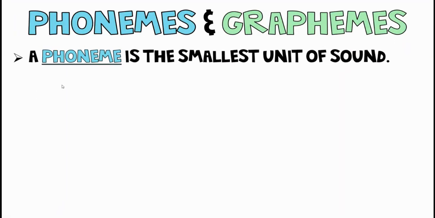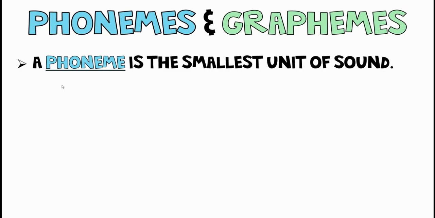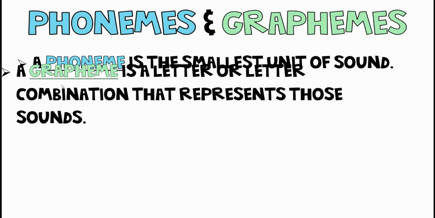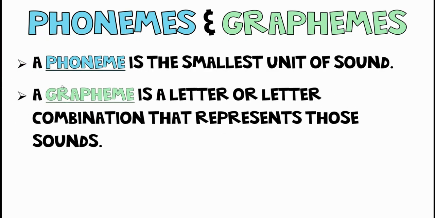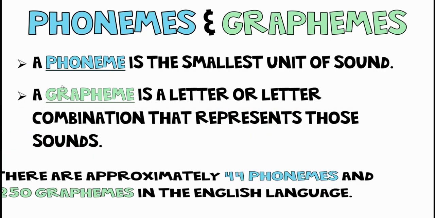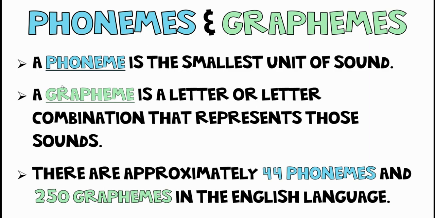So when we are teaching phonics, we are teaching the relationship between those phonemes and those graphemes. So let's define these important terms. A phoneme is the smallest unit of sound. So when you think of phoneme, think of sounds. A grapheme is a letter, or it can be a letter combination that represents those sounds. And in the English language, there are approximately 44 phonemes and 250 graphemes.